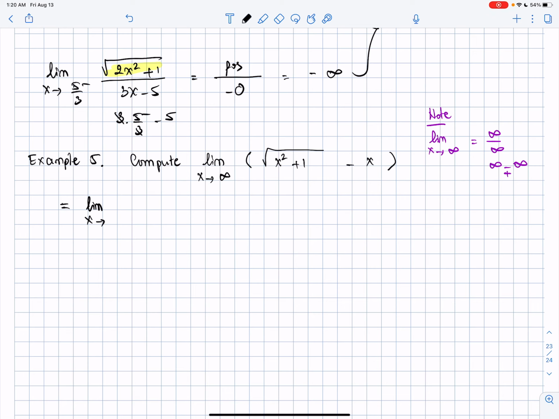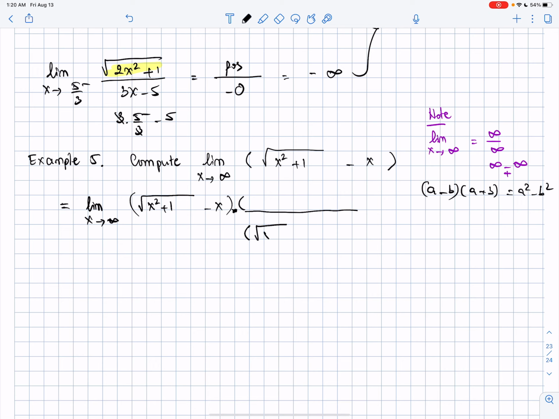So x approaches infinity. I'm going to use the special product (a minus b)(a plus b) equals a squared minus b squared. So I need to have the conjugate. I already have the minus, so what I need to do is multiply by 1, which gives me the square root of x squared plus 1 plus x, on top and bottom.